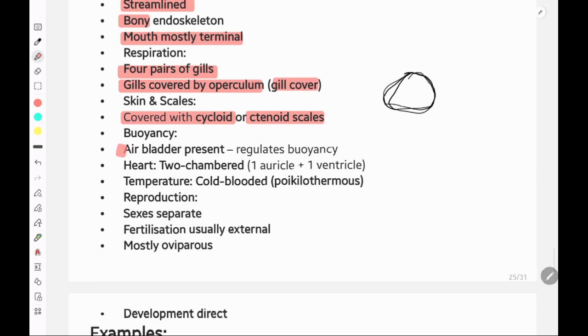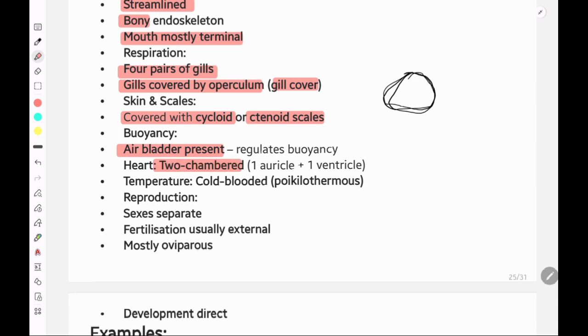For buoyancy, they have an air bladder. Why do they need an air bladder? Because of the presence of bones, their body structure becomes very heavy. It is hard to swim continuously with that heavy body structure. For balancing, they have this air bladder in the front side of their body.